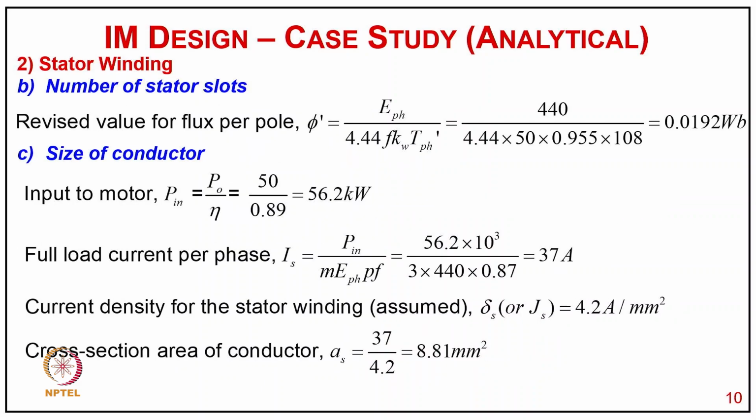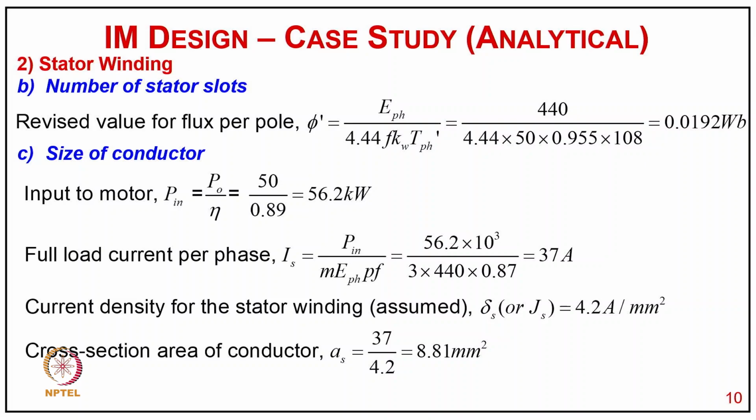So now coming to the revised value of flux per pole, because this design is an iterative method and some of the parameters really depend on the geometry and logic. Because of this we have to come out with an integer number of conductors and all that. So we have to revise the flux also. E phase, your number of turns are revised. So E phase divided by 4.44 F K W into T phase dash, putting the value it comes to 0.0192 Weber.